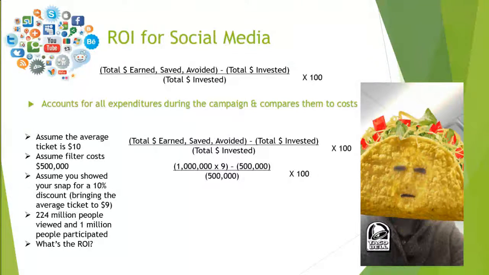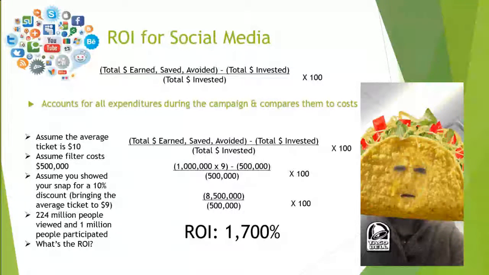Here's our formula. So we know that Taco Bell earned 1 million times $9, right? $9 times the million people that participated. We know our cost was $500,000. So this is what we would look at. So that's about $8,500,000. So our ROI on this campaign is 1,700%. Successful? I think so.